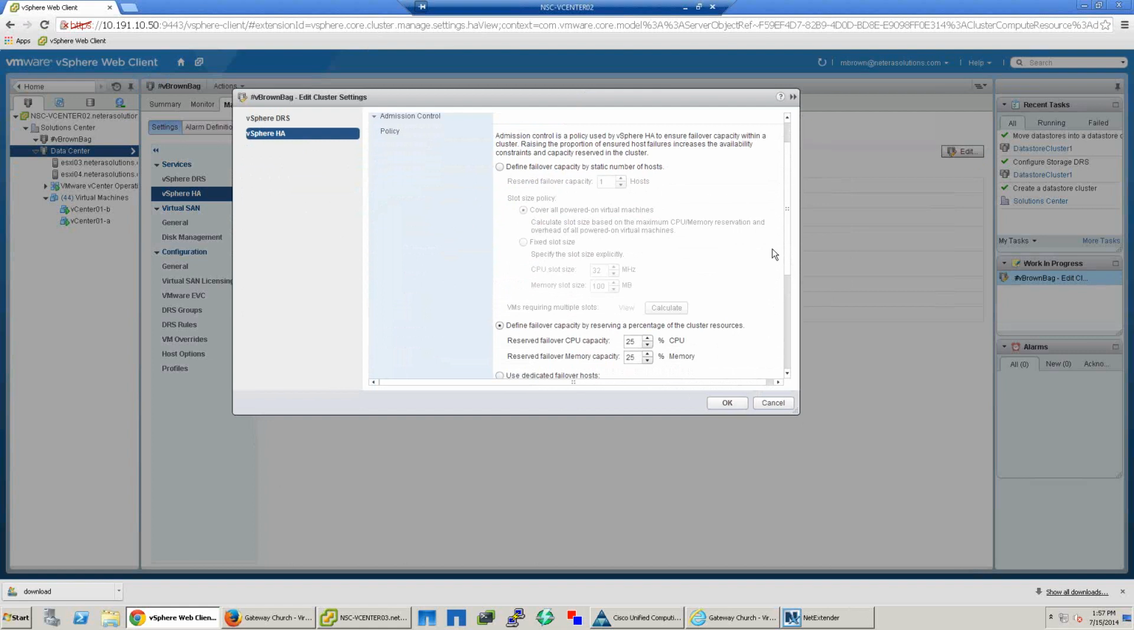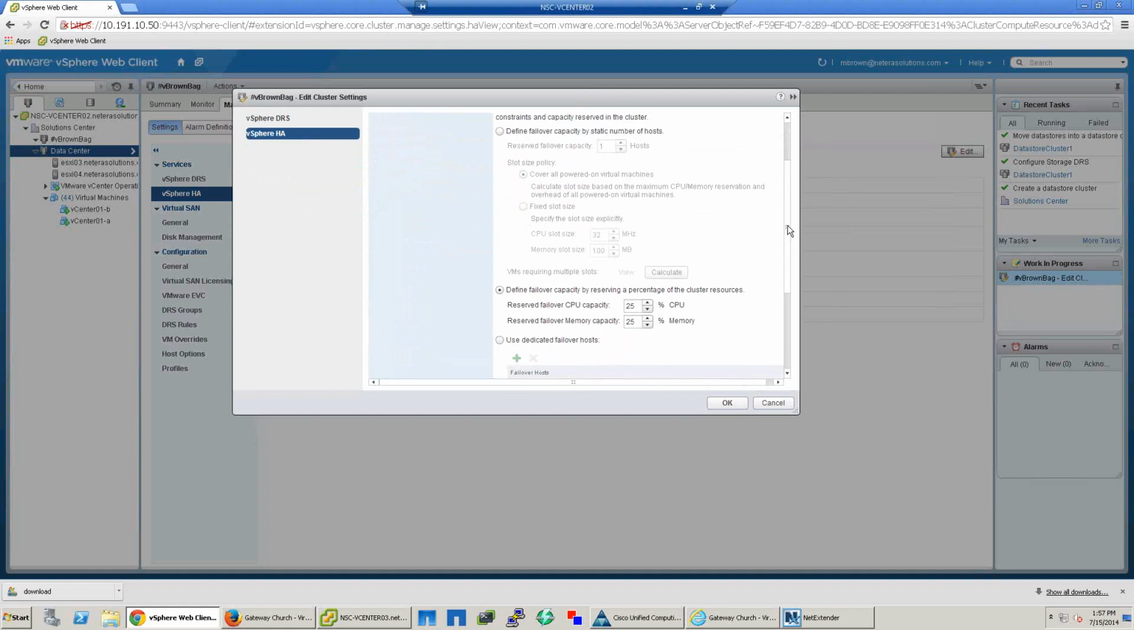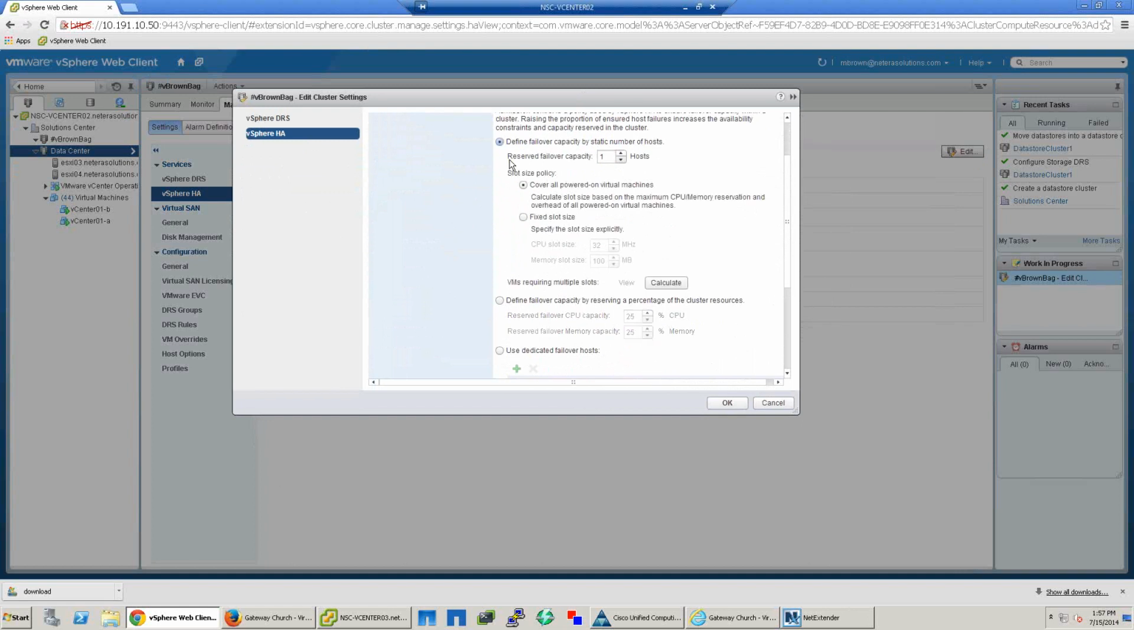But it can only restart those virtual machines if there are resources in the cluster, ESXi host resources, to restart those virtual machines. And there are 3 different ways to ensure that those resources are available should a host fail. Number 1 is to define a failover host, or hosts. This essentially will not run virtual machines on an identified or dedicated failover host. You'll essentially have a host sitting there waiting for another host to fail. It's not running virtual machines. It's not running workloads. It is a failover host.